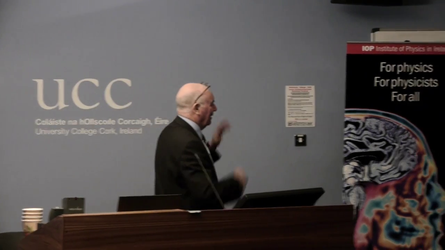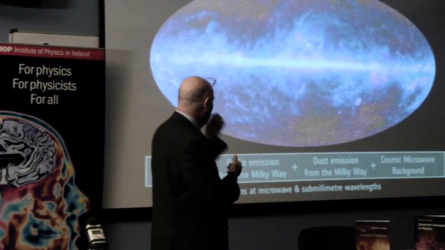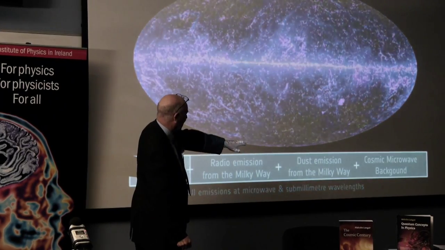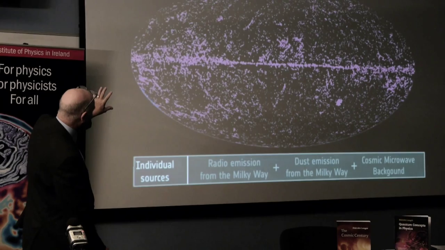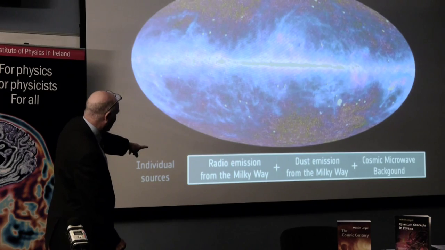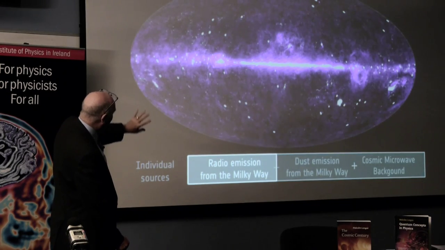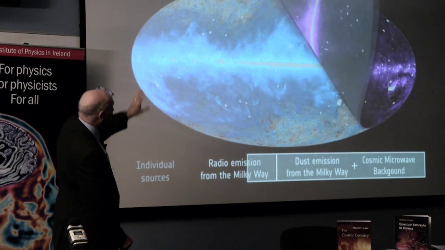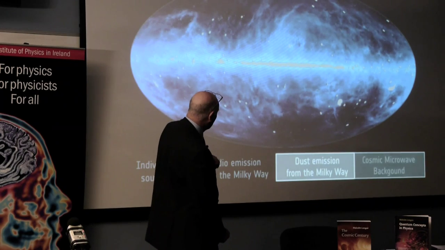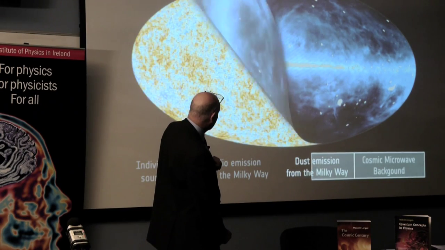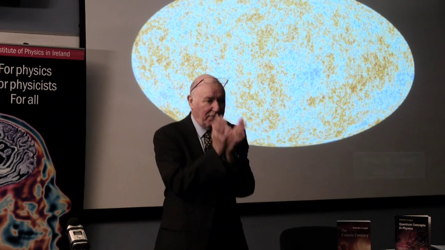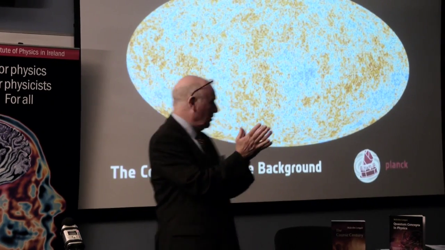So here's all the advertising material. But here, you've got to get rid of individual sources, the radio emission from the Milky Way, the dust emission from the galaxy, and then leave the microwave background. So you first of all catalog all the sources, you take them off, and that will leave you only the radio emission from the Milky Way, which you then model from the various information you got, and strip that off. You're left with the dust emission at high frequencies, so you need to take off a dust model, you take that one off too, and you're left with that. So there's a lot of foreground work, very careful calibration work to make sure that this all works.